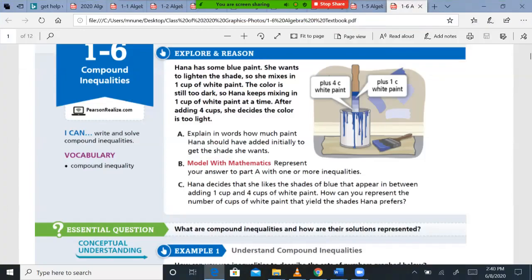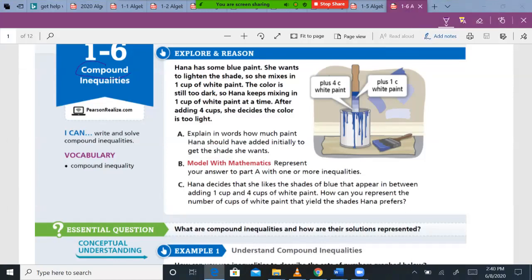Okay, 1-6, compound inequalities. If you don't know what compound means, well, a lot of you should know what a compound word is. So book, store. There's two words, book and store. Put them together, bookstore. Exactly. Okay, let's look at this example here.